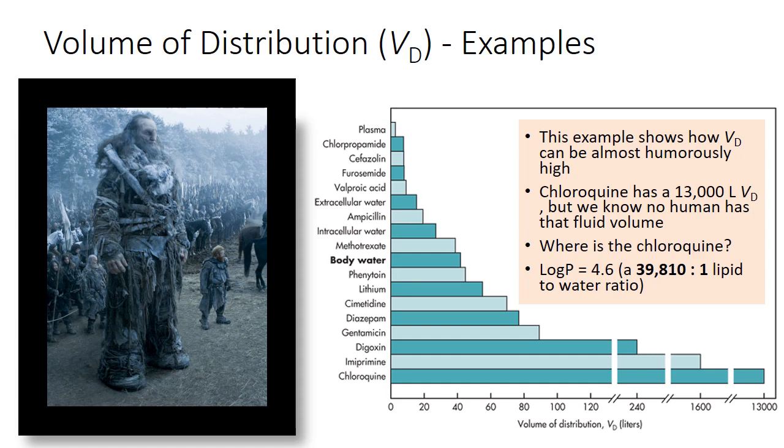So the actual body water, if you look on this chart here, the body water would be there. Anything higher than that means it's concentrated in some kind of tissue, because it's not a realistic distribution, right? That's really interesting and important to understand. The log P of chloroquine is 4.6. The higher, the more lipophilic. That means almost 40,000 to 1 is the ratio of lipid to water, so almost all of it is going to be diffusing into the lipid, like adipose and all that. It's really kind of cool.